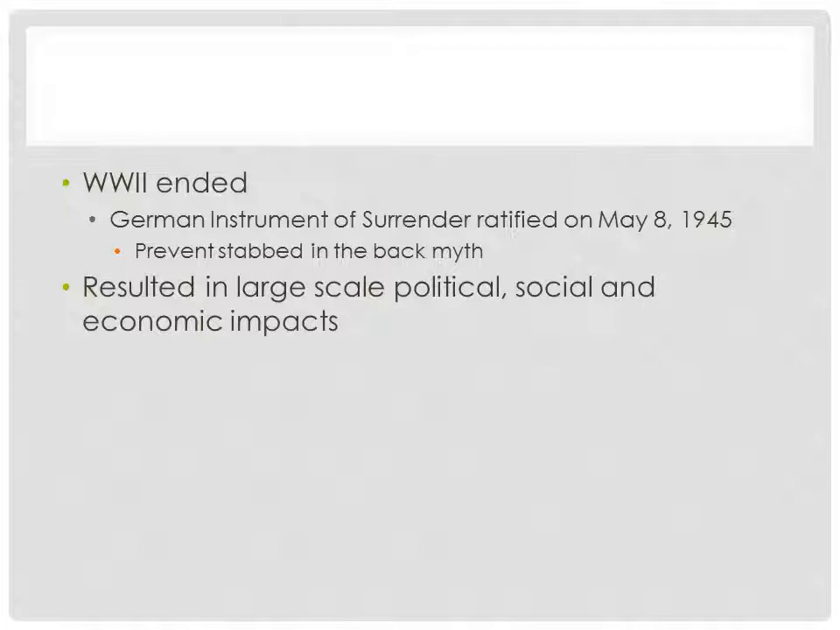So essentially, this German Instrument of Surrender was to create a more stable going forth of Germany, and this is an attempt to learn from the mistakes that they made with the Treaty of Versailles. And this instrument of surrender and World War II is going to result in large-scale political, social, and economic changes.